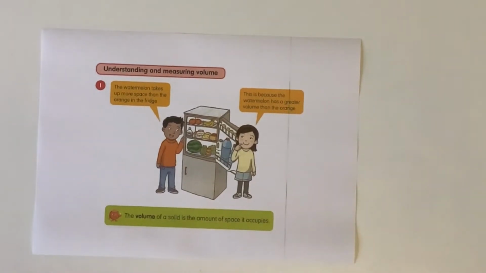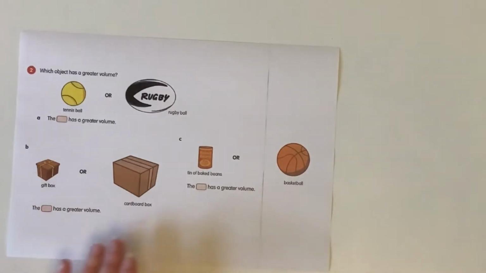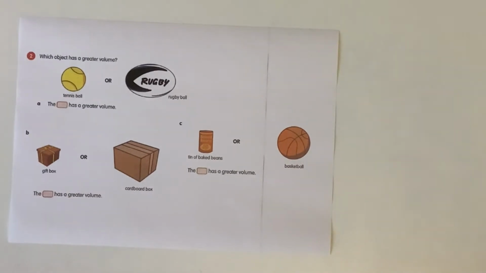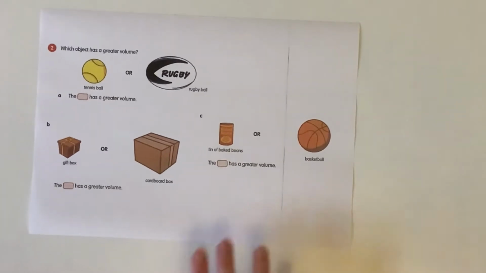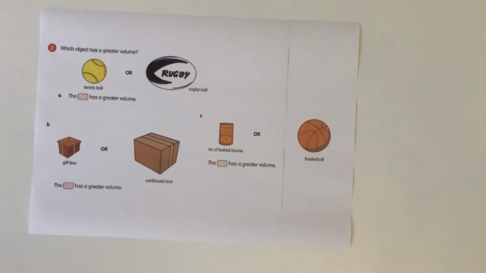So what you can do at home is have a look around. Look in your fridge, look in a cupboard, find two objects, and figure out which one has the biggest volume by looking at the amount of space it occupies. I've just prepared a few pictures here of some objects for us to have a look at which has the greatest volume. So you can very quickly pause the video, have a look at the objects, and see if you can work out which one has the greatest volume.